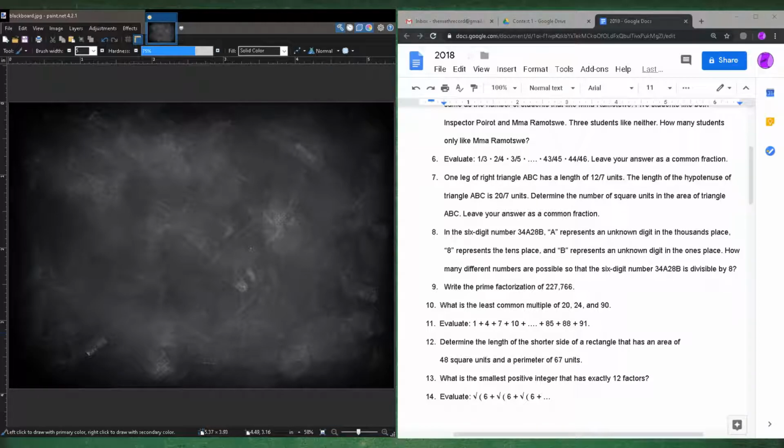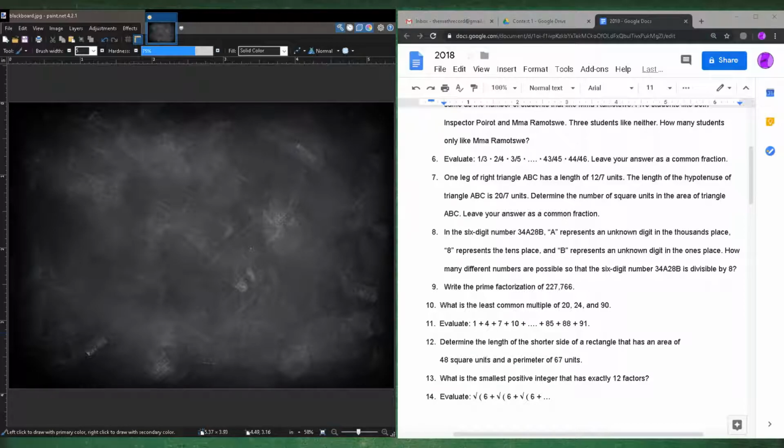Okay. Number 9. Find the prime factorization of 227,766. So as I said before, usually your calculator has functions that are able to just do these. Like I know for sure that the Nspire has a way: you just go to numbers on your calculator and then factor it. I think the TI-84 also does the same thing.